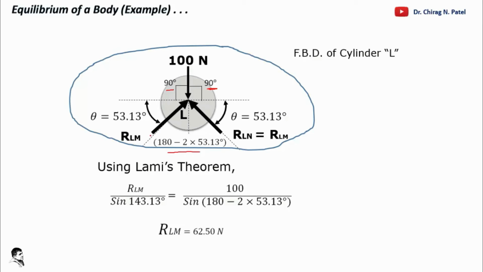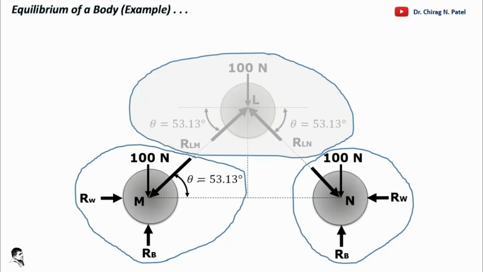Apply Lamy's theorem using these two forces RLM and 100 Newton. So we can come out with this result: RLM is equal to 62.50. Now we only require a force in this sphere that is available this side, so we are not going to solve this side right now. So for that we come out with one answer, that is RLM, and that we carry forward in the next figure. So RLM is available, and this is a free body diagram of this sphere.